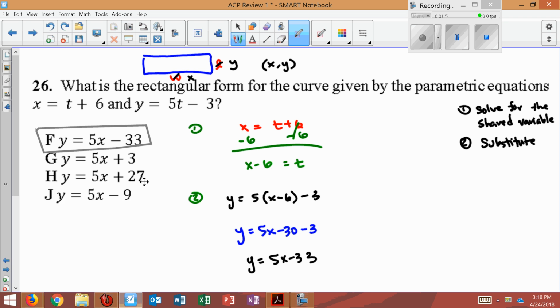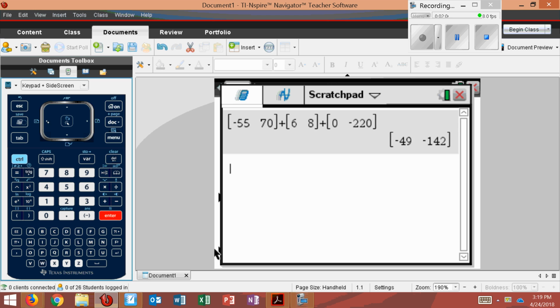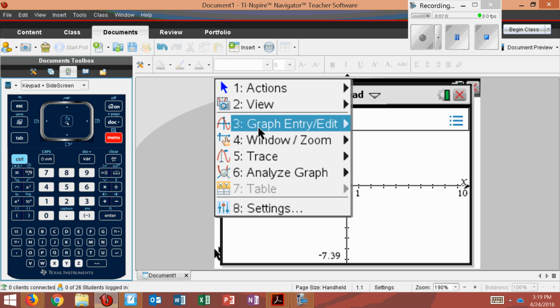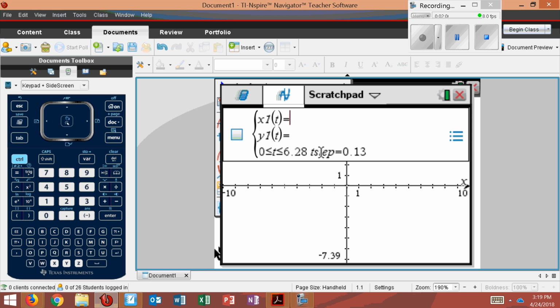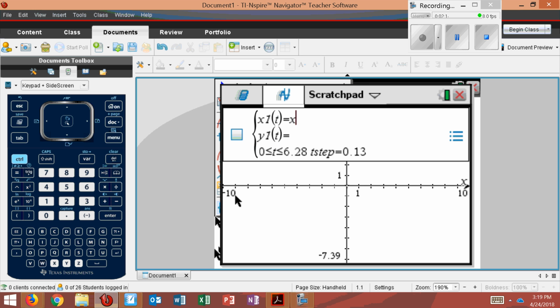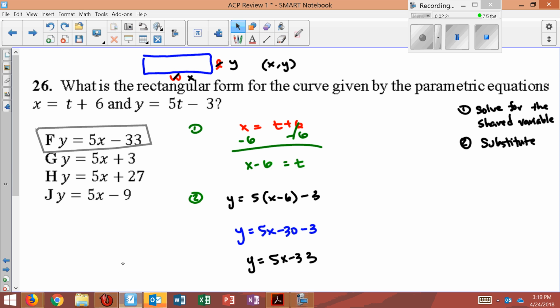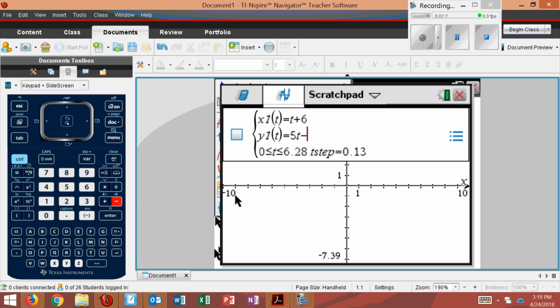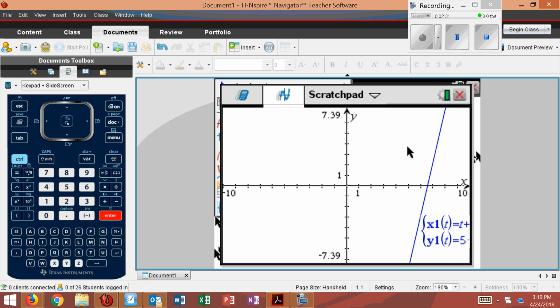Now, because we want to make sure we get this right, let's check our answers. How do we do that? We graph them. So I'll go over to graph, press menu, graph entry, and I'm going to go to parametric. My equation was, let's look at it, t plus 6 for the x equation. So t plus 6. And then over here, it was 5t minus 3. If they don't give you a t value, I just usually type in negative 10 followed by positive 10. And there's my first equation. It looks like a line.